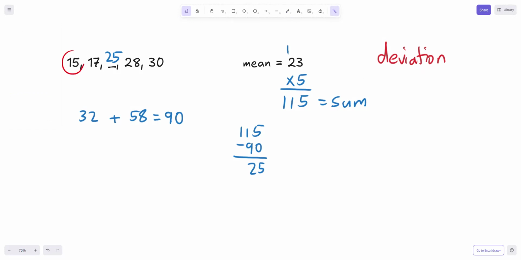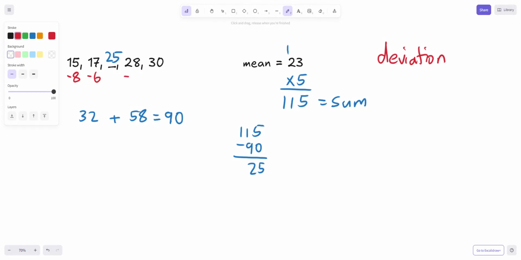So our first number is 15. 15 is how much away from 23? Well, 15 is going to be 8 less than 23. So 15 has a deviation of minus 8. 17, our next number, is 6 under 23, so it has a deviation of minus 6. My third number given is 28. 28 is 5 above our mean of 23, so plus 5. 30 is plus 7, has a deviation of 7.